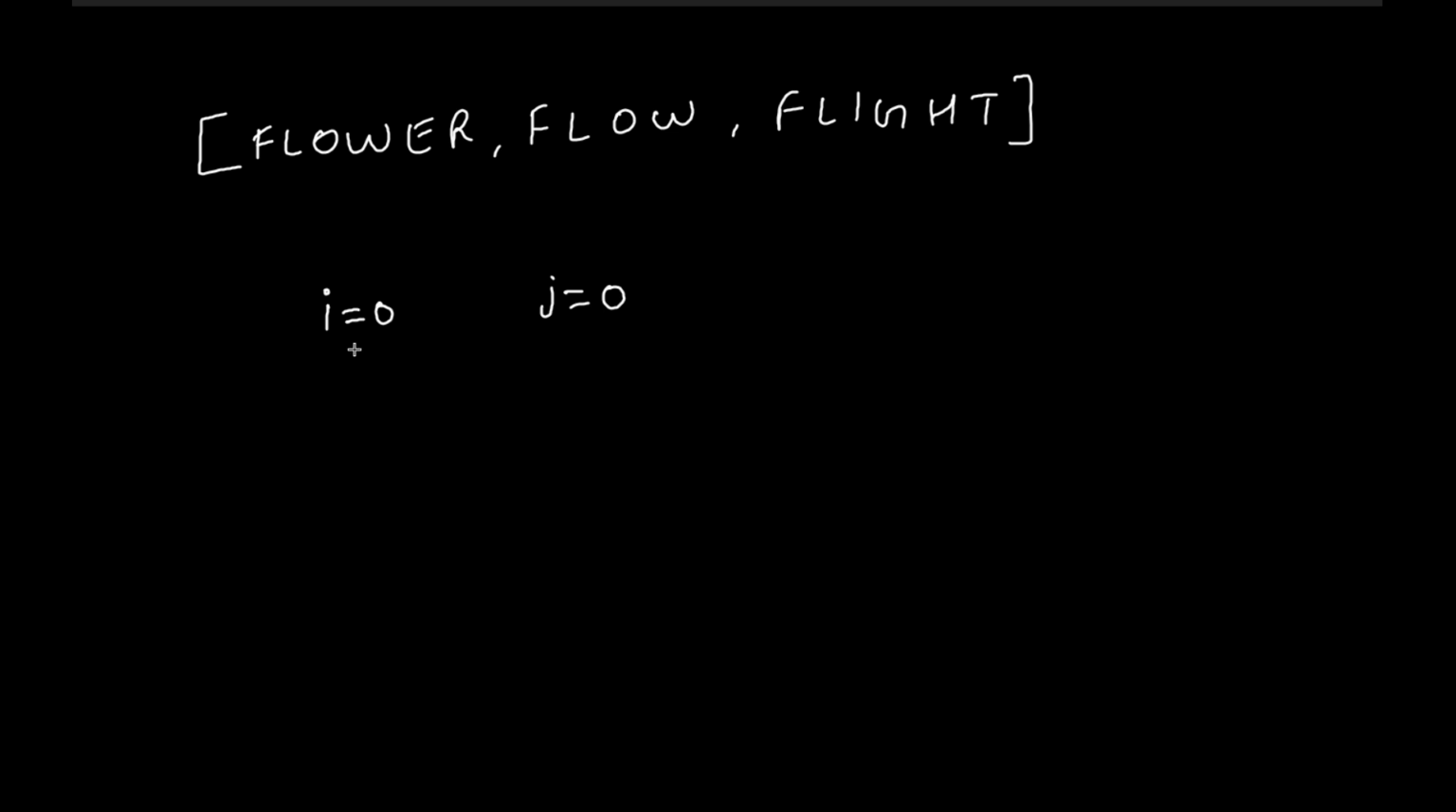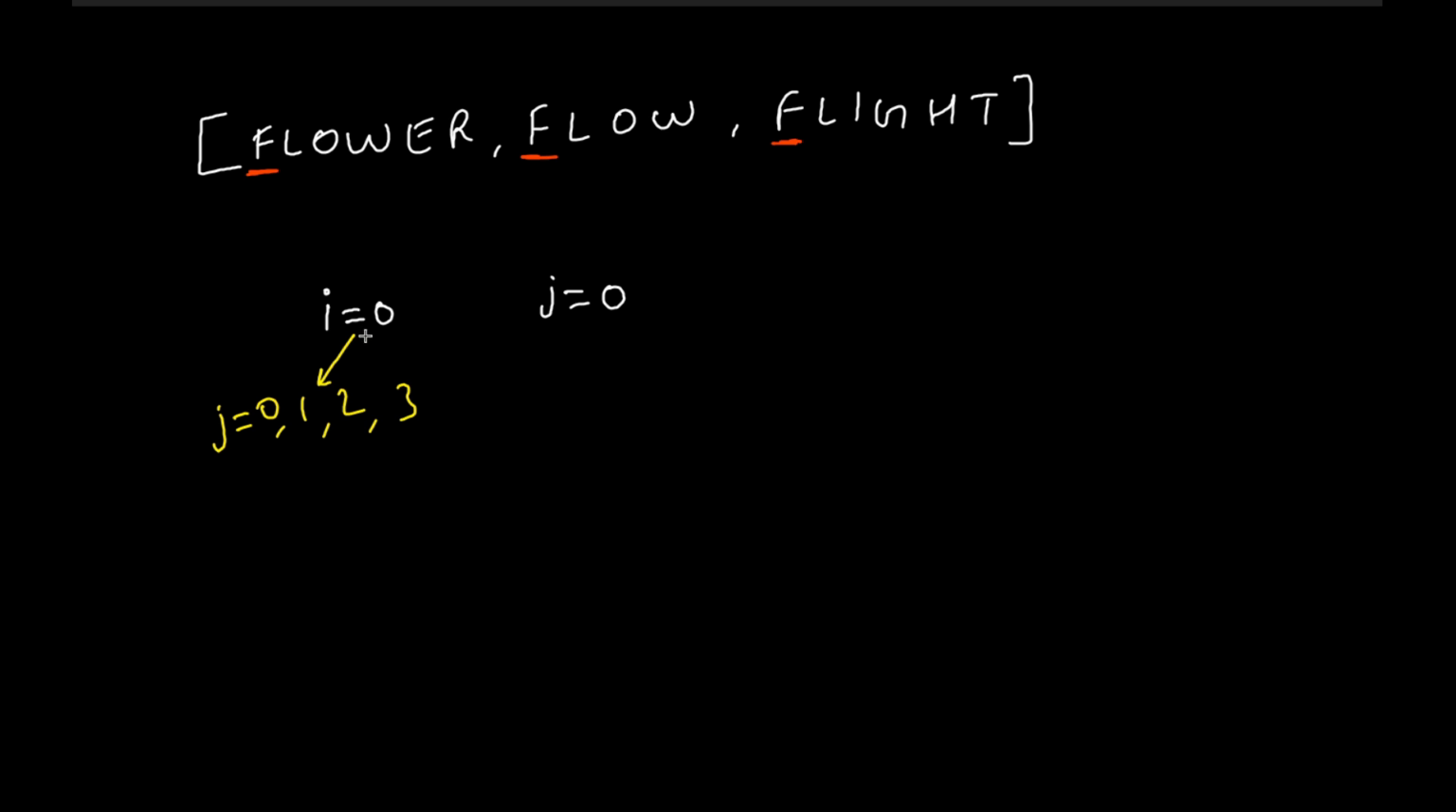So for example, if i is 0, that means we are at the 0th character among all the elements of the array, or we are at the 0th position of the string. The 0th position is f, here also f and here also f. So when i is 0, we will check for j 0, then 1, then 2, then 3, and so on, depending upon the length of the array.